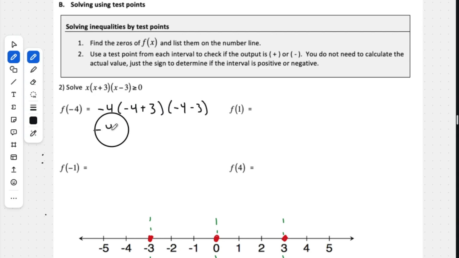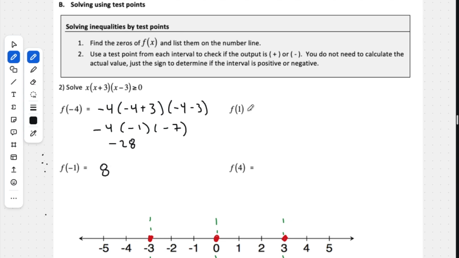So that'd be -4, -1, and then -7. So if I multiply all those together, I get -28. And then we would do the same thing with -1, 1, and 4. I'm just going to write down the answers here to save a little time.